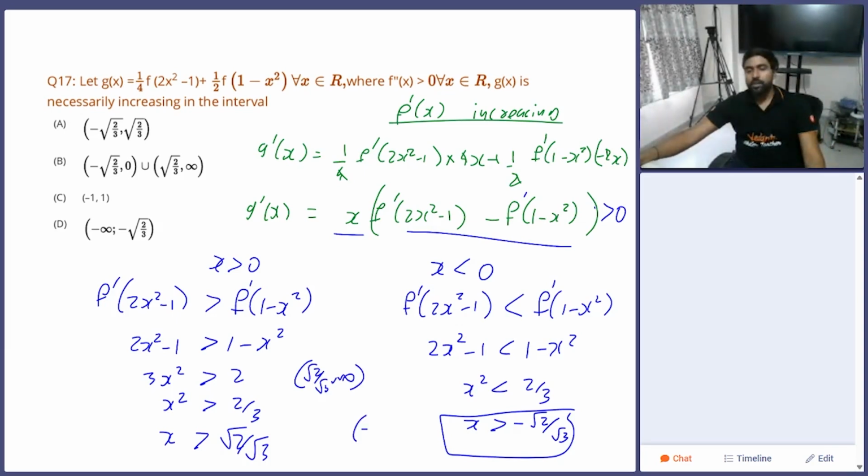And over here, what will I have? Over here, I have x greater than minus root 2 by root 3, but less than 0 over here.